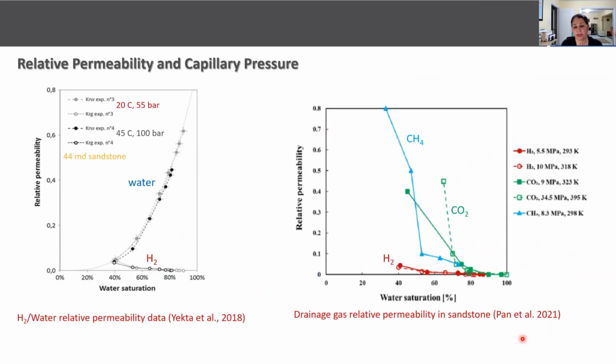Relative permeability and capillary pressure are also very important. More data are coming out as we speak. And the first data set was from Yekta in 2018. He measured the hydrogen water relative permeabilities at 2 different temperatures and 2 different pressures, and you cannot tell the difference. So it seems like within that range of temperature and pressure, no impact on relative permeability of hydrogen and water.